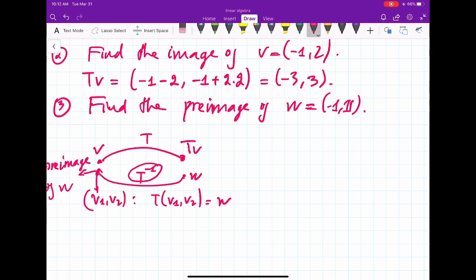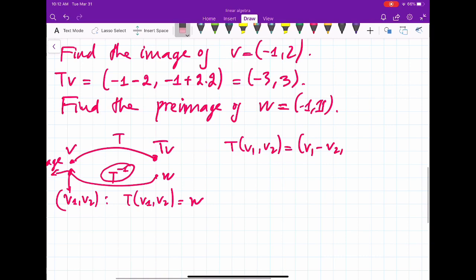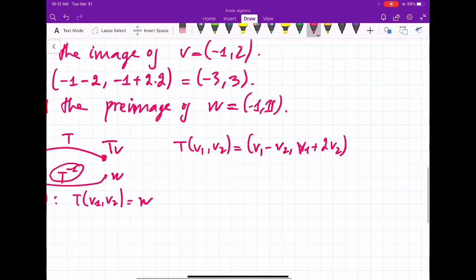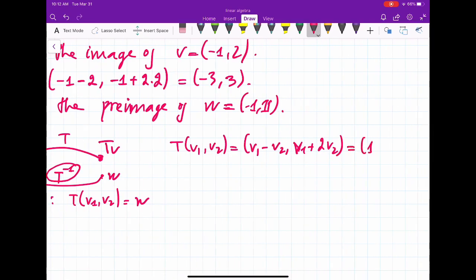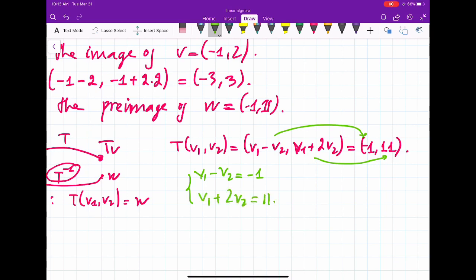So I have the following one. V1, V2 and T V1, V2 is what? T V1, V2 is V1 minus V2. And here we have V1 plus 2V2. And this is equal to W. W is -1, 11. So basically, if you compare coordinates of these two vectors, you get this guy equal to -1 and V1 plus 2V2 equal to 11. You have a system of linear equations: V1 minus V2 equal to -1 and V1 plus 2V2 equal to 11.